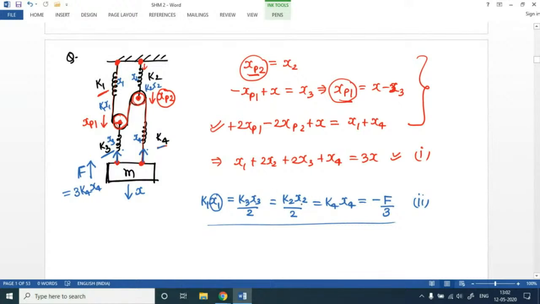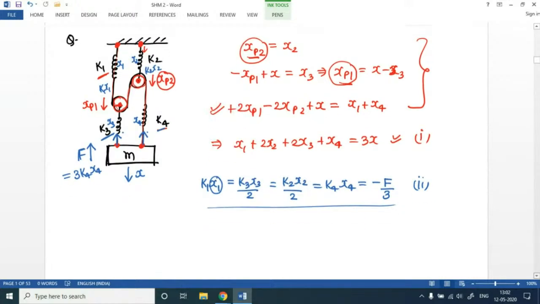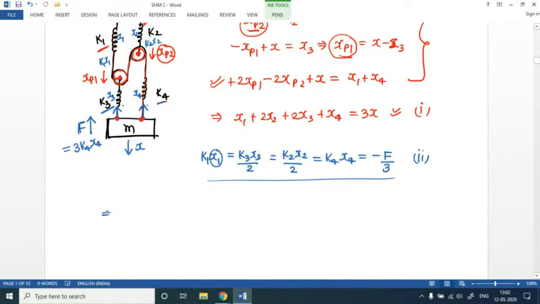Similarly, the value of x2, x3 and x4 you can substitute over here. So when you substitute the values of x1, x2, x3, x4 from equation 2 in equation 1, you should realize that minus F by 3 you can take common, and inside the bracket you will have 1 by k1 plus 4 by k2 plus 4 by k3, plus 1 by k4 you can write, and that will be equal to 3x.